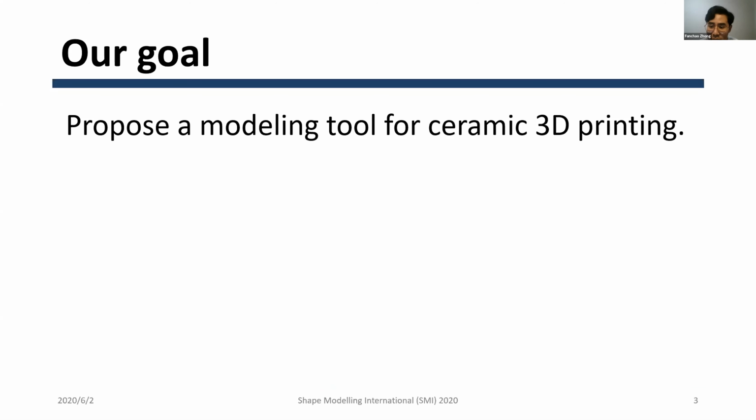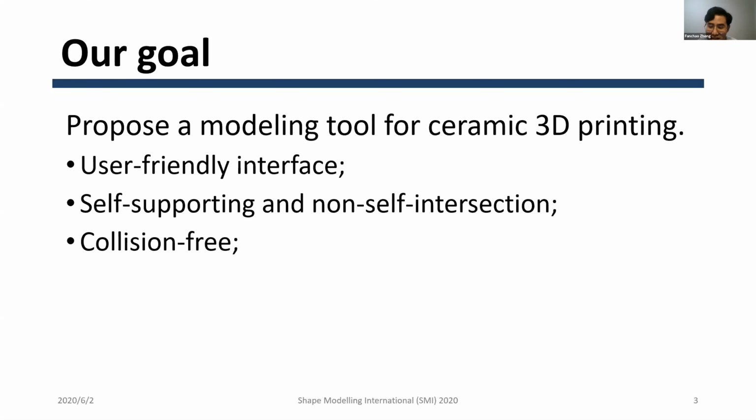So our goal is to propose a modeling tool for ceramic 3D printing. It's designed for ordinary users to make ceramic 3D printing easier. The tool integrates the ceramic printing constraints, including self-supporting, non-self-intersection, and collision-free, and then generates the printing file, namely G-code, with the guarantee that the extruder traces a single continuous path without stops. During fabrication, our continuous paths avoid potential collisions between the printing head and the physical model.